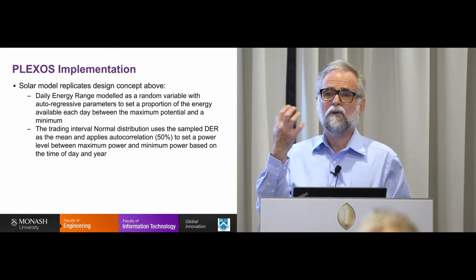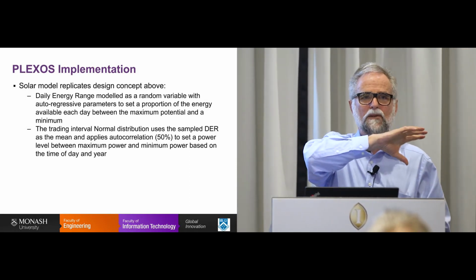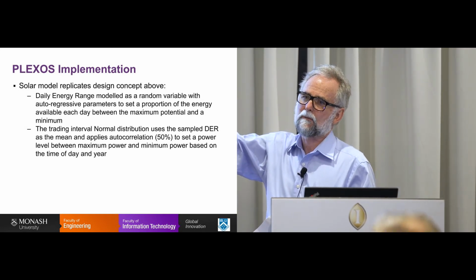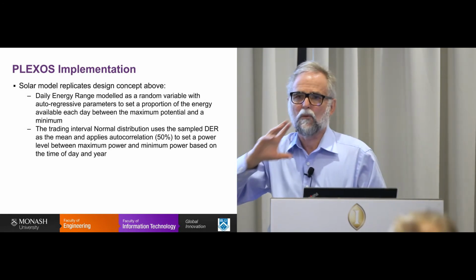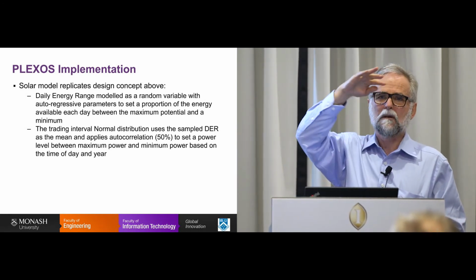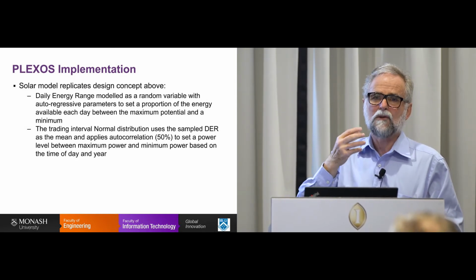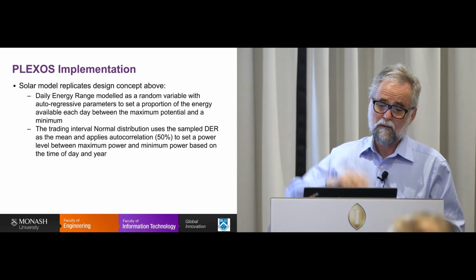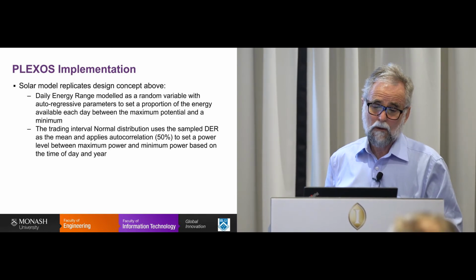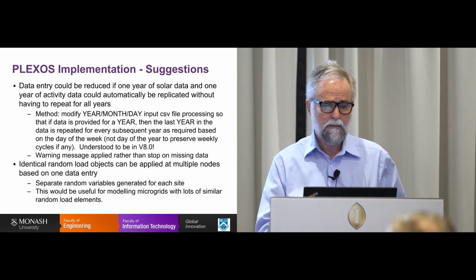So the daily energy range concept which I developed was useful because, as you know, in most places there's quite a strong seasonality in the solar energy. So you don't want to model the solar energy as an absolute value. You want to have it as a relative value between the maximum potential and the minimum potential. So I think the daily energy range concept will probably work with the same parameters over the whole year, but that would probably need a bit more testing. I used the normal distribution to sample the daily energy range and then applied that to develop the trading intervals, and that can now be done in PLEXOS.